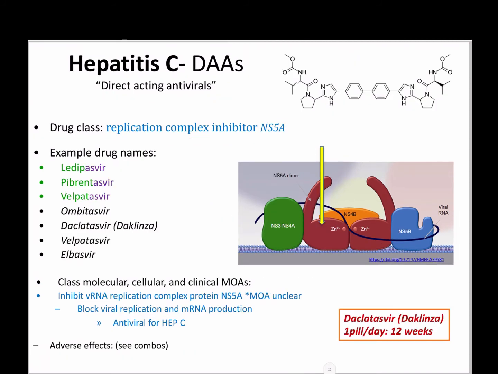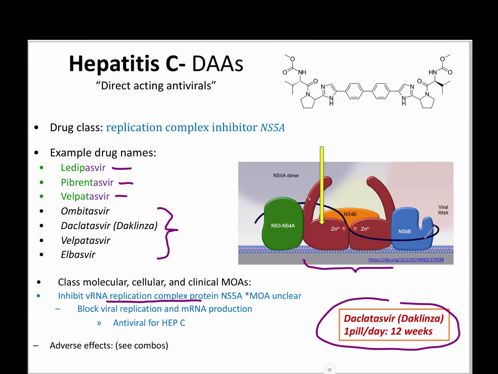So the drugs that are acting at the replication complex, NS5A, include ledipasvir, pibrentasvir, velpatasvir, and several others that we're not going to be memorizing right now. Daklinza might be one that's going to become more important that you may end up needing to know about soon, as it's being marketed as a pill a day for 12 weeks to completely eradicate the virus. So the mechanism of action, it's going to inhibit that replication complex protein, the NS5A. Exactly how it's doing that, we don't know.